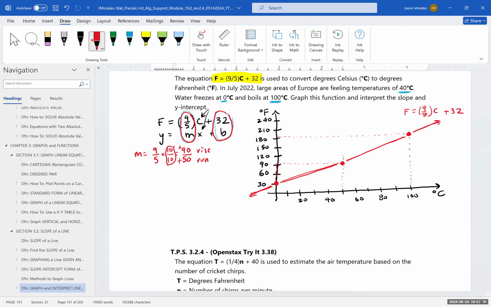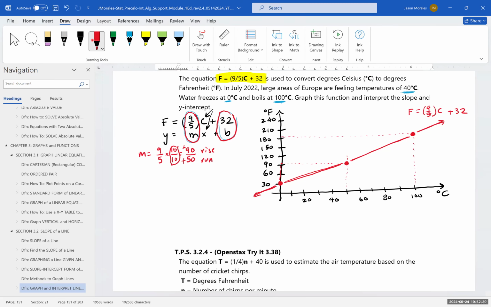Now, most of us in the United States don't think in terms of centigrade. We always think in terms of Fahrenheit. So here water freezes at 0 degrees centigrade. Here we've got degrees centigrade and degrees Fahrenheit, and we've got 0, 40, and 100. 0 is when water freezes, and 100 is when water boils. And 40 degrees centigrade was a record high temperature in Europe.